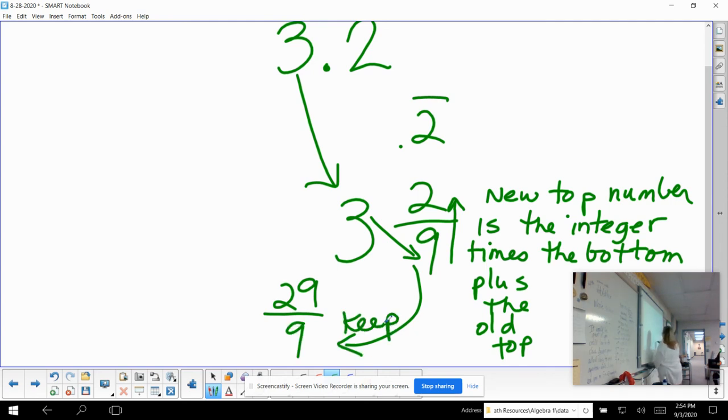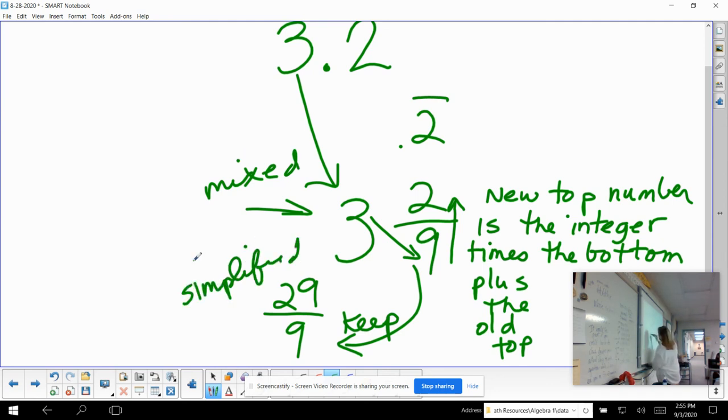And this is what Khan Academy is looking for. They're calling that a simplified fraction. So this is a mixed number, and this is what they're calling a simplified fraction. I always knew this as an improper fraction.